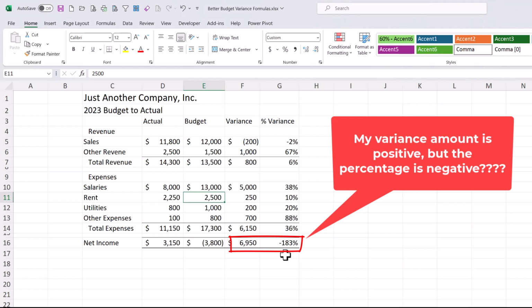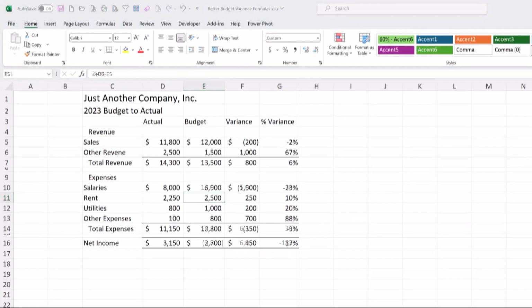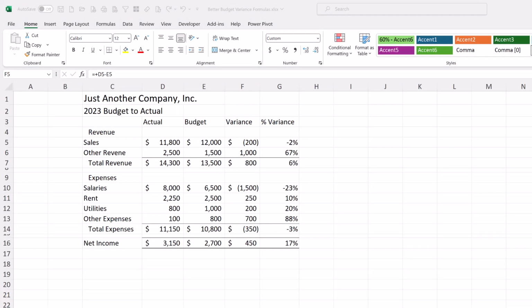Hang in there for the next few minutes, and I'll show you how to get both of those columns working together on the same team. Here's an example of a very simple budget to actual financial income statement. While this is a historical example, it could be a pro forma or perhaps a template you plan to use over and over. The variance formula can easily be memorized this way.